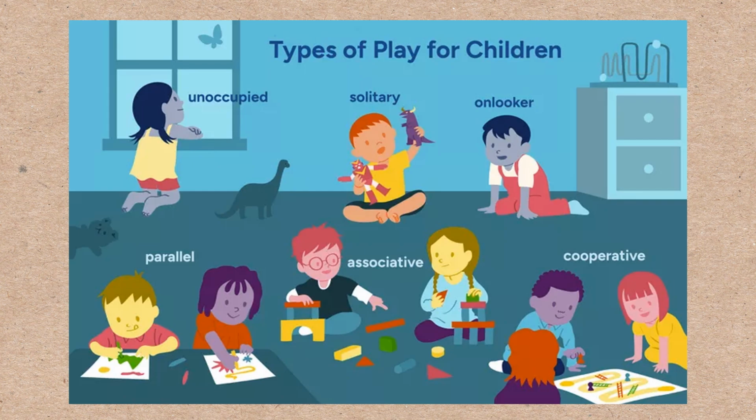Newborns from 1 to 3 months old will participate in unoccupied play. Think of it as their first attempt to learn about the world. They'll observe their surroundings and make random body movements out of curiosity. Unoccupied play might not actually look like playing, but it sets the stage for future development and future play.